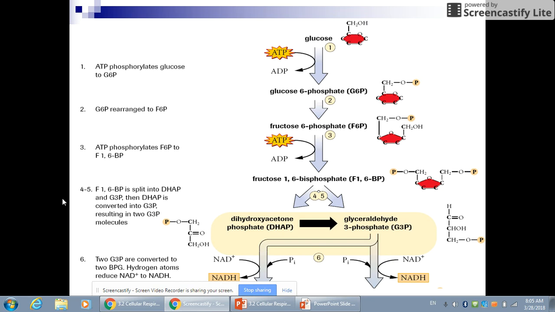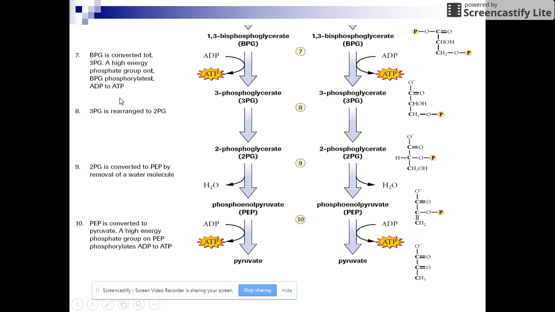Let's move to the next slide. Here's the next slide. You have 1,3-bisphosphoglycerate. And now the phosphates that are on the molecule are going to be added to a molecule of ADP to make ATP. So you have 1,3-bisphosphoglycerate. It phosphorylates the ADP to ATP. And again, this is happening twice because it's per glucose molecule.